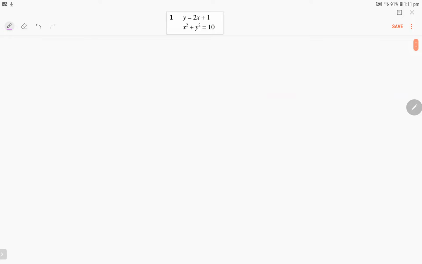All right, so let's look at these two. So we have y equals 2x plus 1. This one clearly is the line. And we have x squared plus y squared equals 10. This one clearly is a curve. All right. So the method, as I said, is to try to substitute for one of the variables, the line equation, into the curve equation.